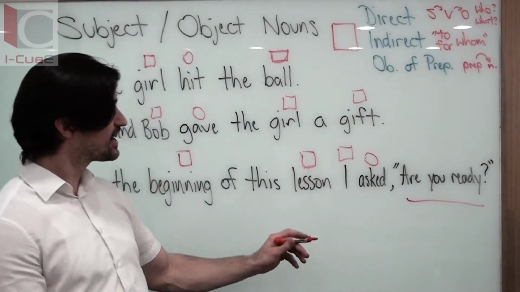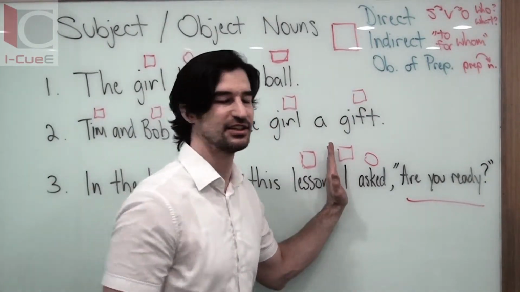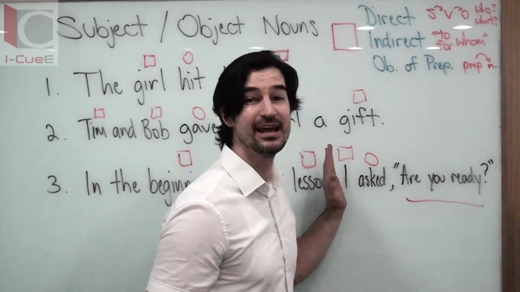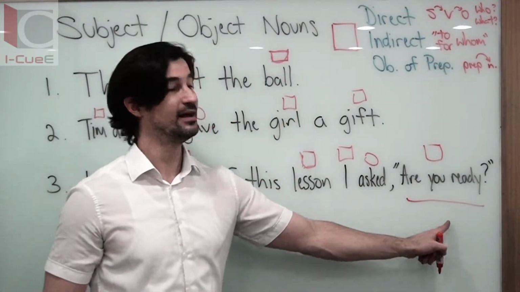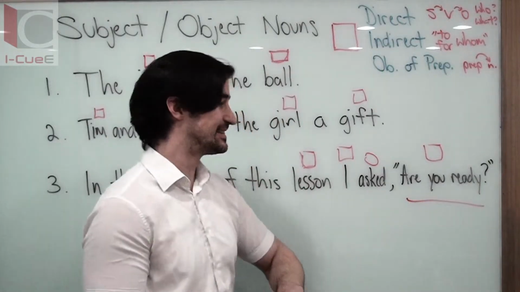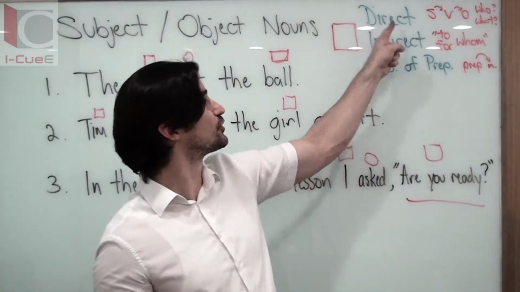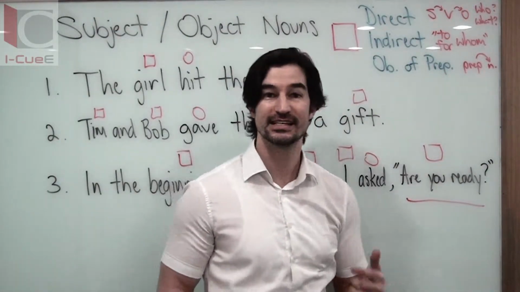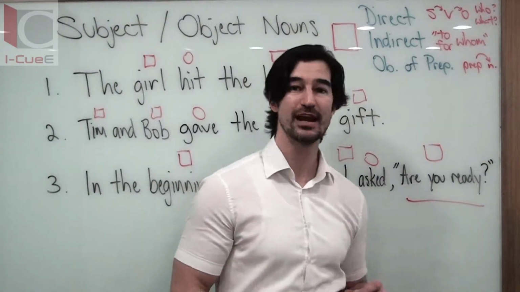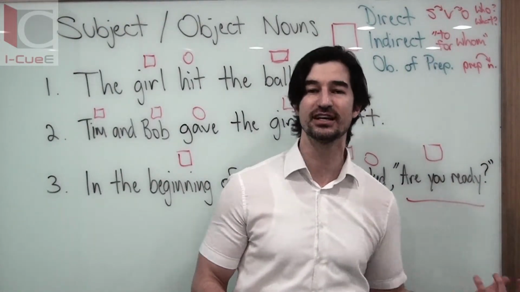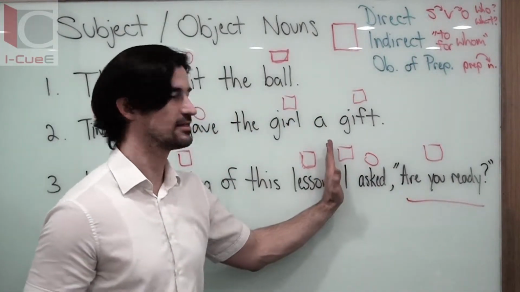So, here, we can actually stop right here and look at this independent clause. I asked, are you ready? And we have a subject, a verb, and an object. That's right, this phrase, are you ready, is actually the direct object of my question. This is what I asked. It answers the question, what did I ask? I asked, are you ready? So this quote here, this quotation of myself, is the direct object of this thought.